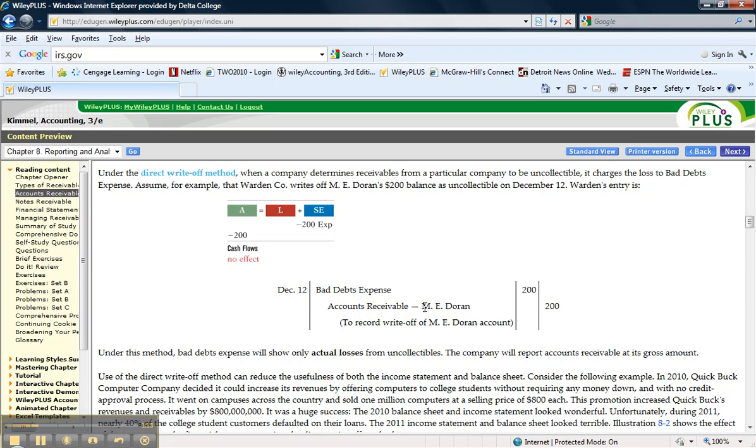This is bad matching. Essentially, you could have revenue from this customer in 2010, and then you don't know that they're going to not pay you until 2011, and that year you record the expense. That is a mismatching of revenue and expenses. It creates unnecessary fluctuations from year to year in profit.